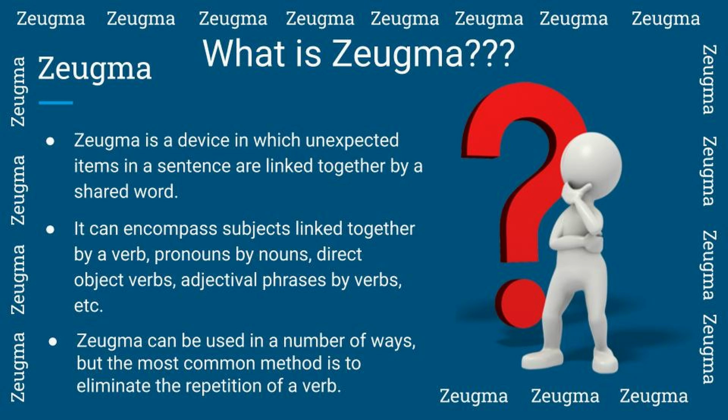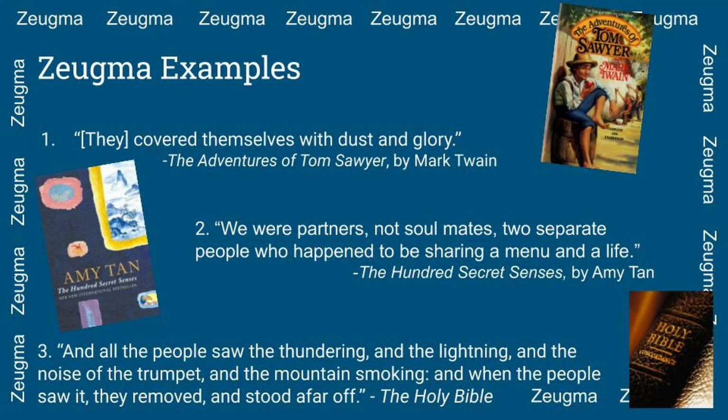Zeugma. What is zeugma? Zeugma is a device in which unexpected items in a sentence are linked together by a shared word. It can encompass subjects linked together by a verb, pronouns by nouns, direct object verbs, adjectival phrases by verbs, and etc. Zeugma can be used in a number of ways, but the most common method is to eliminate the repetition of a verb. Let's check out some examples.